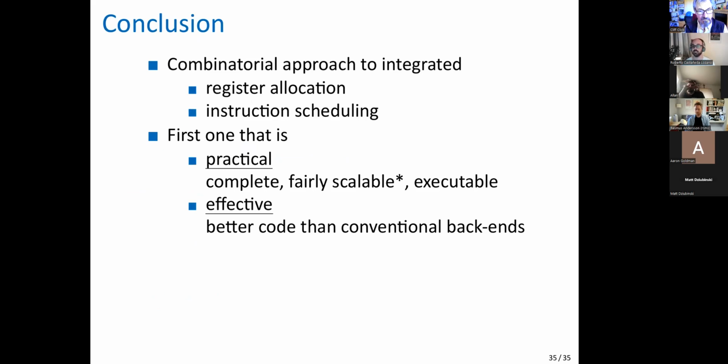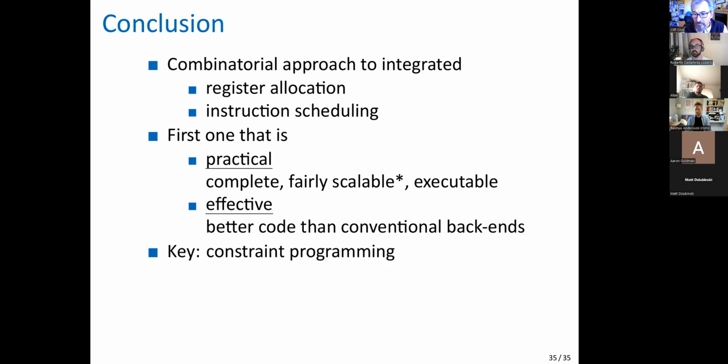It is practical for being a combinatorial approach. It models register allocation entirely, it is fairly scalable for being a combinatorial approach, and we can actually generate executable code and run experiments to see what is the actual speedup of the code we generate, which is an achievement in this context. And we see that it generates better code indeed than conventional backends.